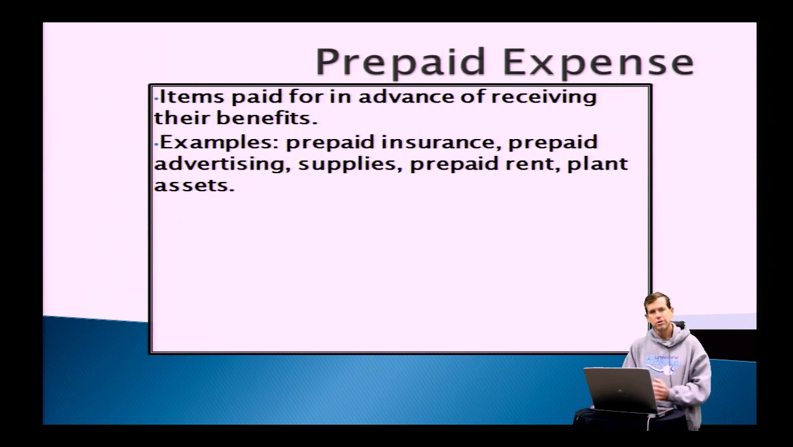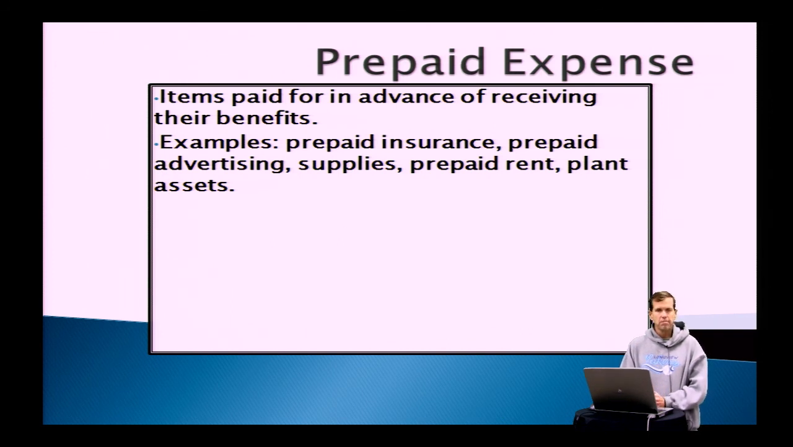You know, with insurance, I would love to buy my life insurance at the end of the year because if I'm still alive, I won't buy it, right? That, of course, is why we have to pay for insurance in advance. Other examples of prepaid expenses would be prepaid advertising, supplies, prepaid rent, plant assets, and any other asset you can think of that a company might normally pay for in advance of using it.